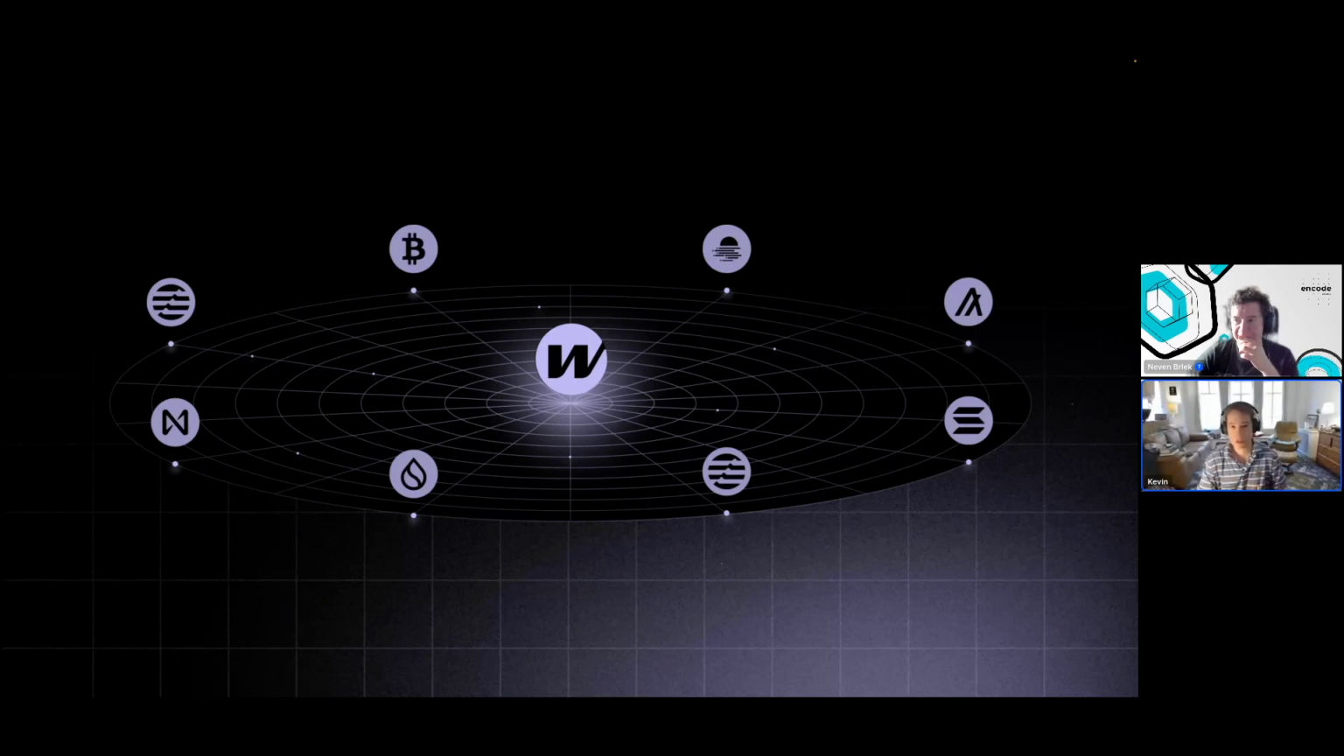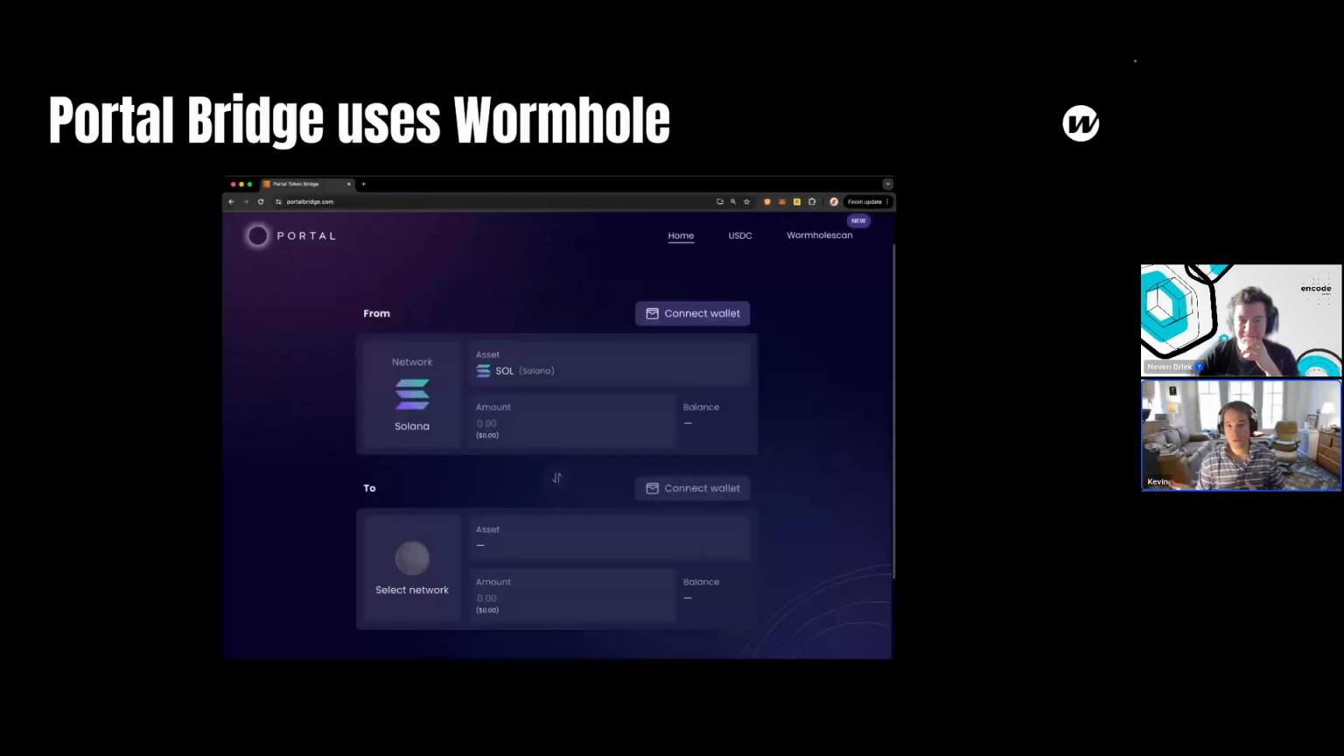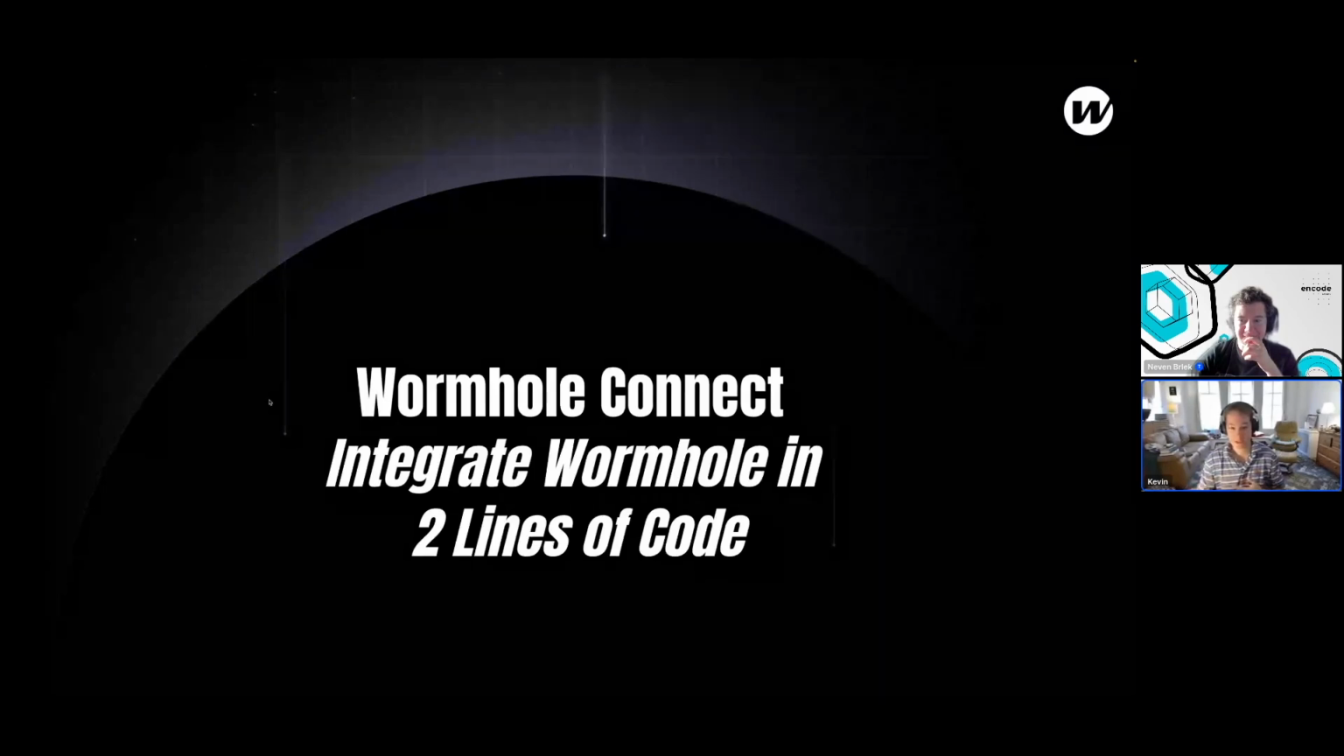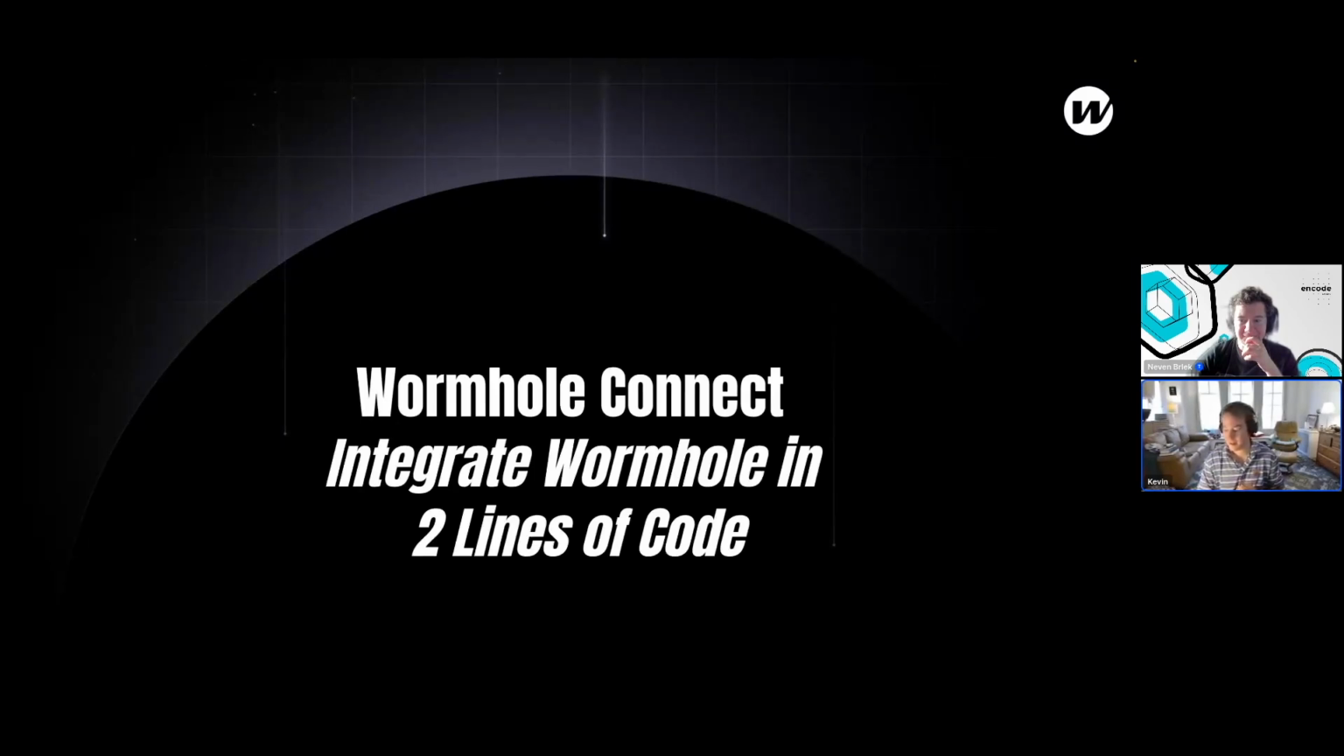Now, Wormhole is connected to more than 30 different chains, not just the ones shown in this picture, but this is just to give you a quick little example. Portal Bridge uses Wormhole, and this is typically people's first introduction to Wormhole. What you may not know is that Portal Bridge actually uses the Wormhole Connect React widget, and that's what you can see right there. It's a very slick interface. And today I'm going to show you how you can integrate Wormhole Connect into your own application in just 2 lines of code. It's exactly right, 2 lines of code, very straightforward.